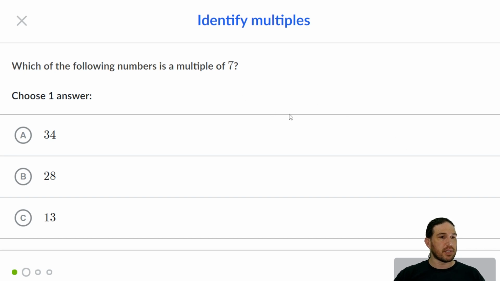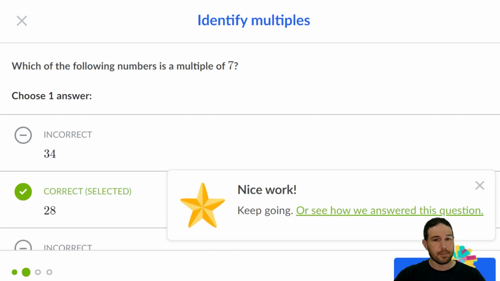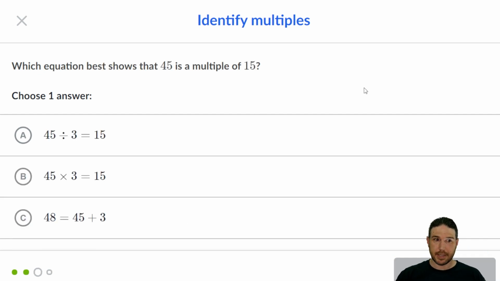Which of the following numbers is a multiple of seven? Well, I happen to know that 28 is 7 times 4. But you could always do the division, or if you really wanted to, you could go back to that video where I showed the quote-unquote shortcut, the formula, for determining whether a number is a multiple of seven. It's kind of silly, I'm not gonna lie. But it does exist. Which equation best shows that 45 is a multiple of 15?